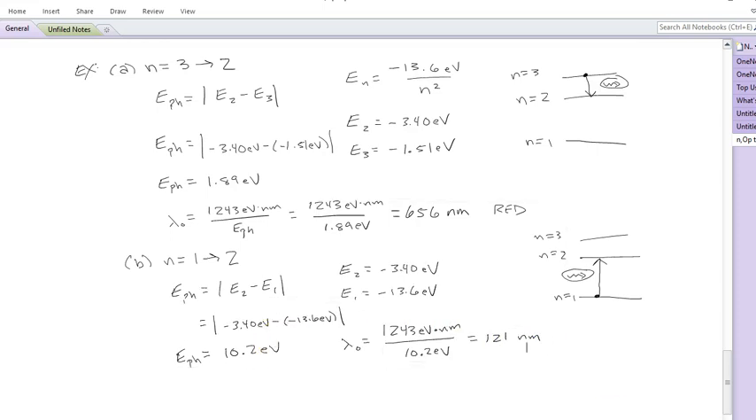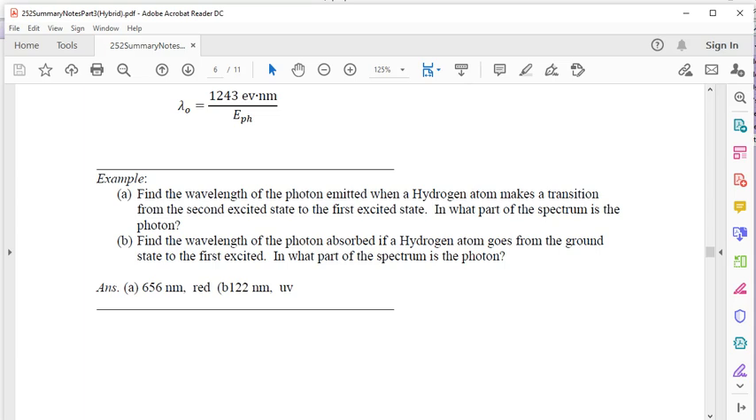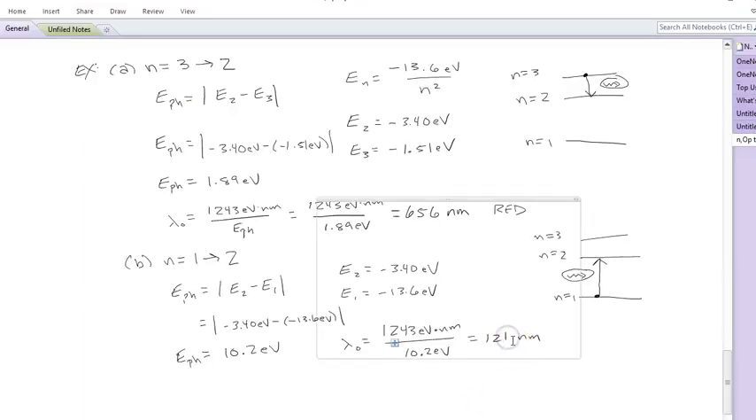Let me double check. About 122. Yeah, I don't have a calculator that I'm actually calculating this with, so I'll just correct that. About 122 nanometers. Now, where is that in the spectrum? Again, you can call it up on our course page or Google it. Free space wavelength of 122 nanometers. That is an ultraviolet photon.